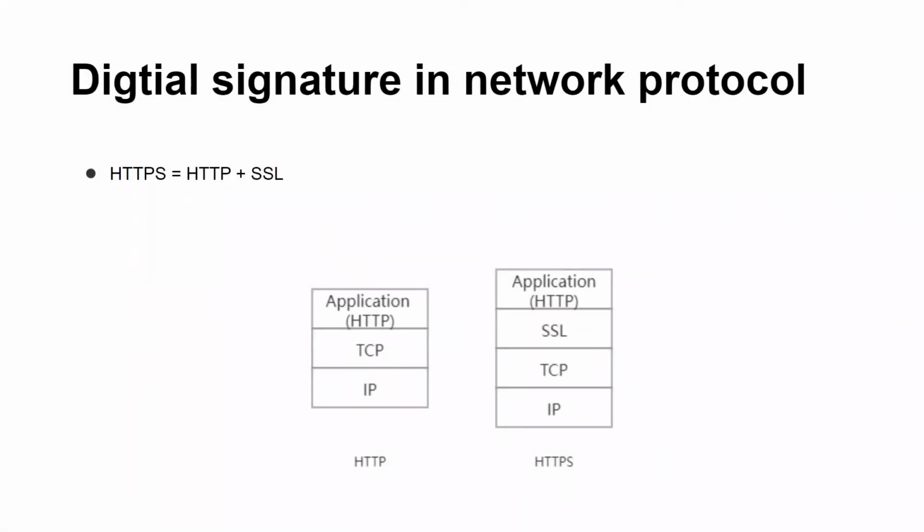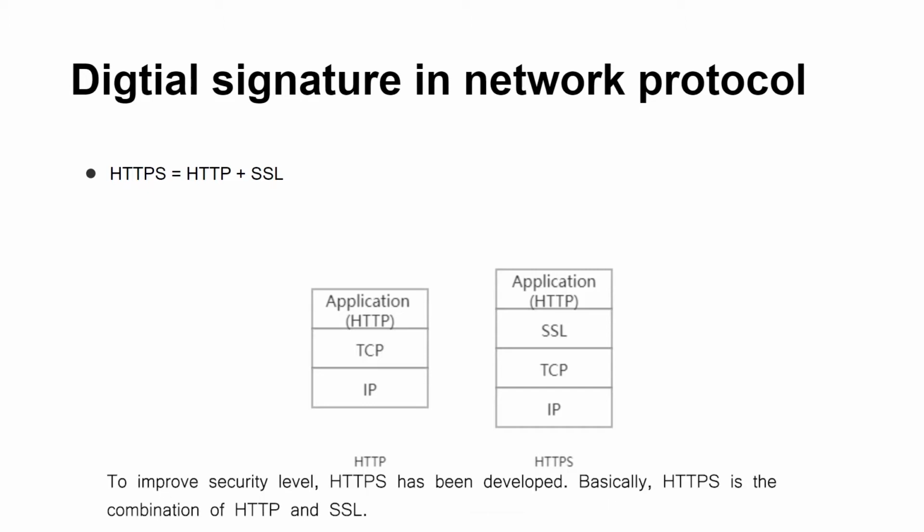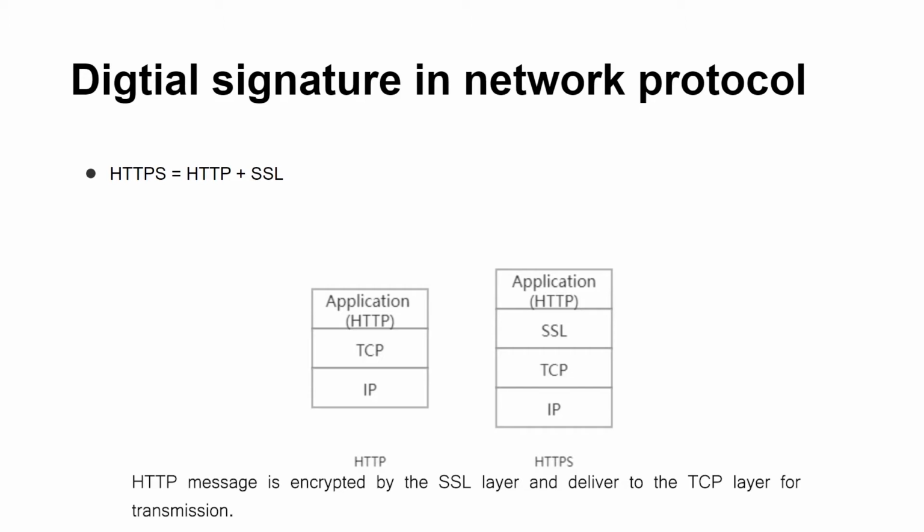The main usage of digital signature is in network communication protocols. The HTTP protocol has some security shortcomings, like plaintext transmission, which cannot verify the identity of the communicating parties. To improve the security level, HTTPS has been developed. Basically, HTTPS is the combination of HTTP and SSL. The message is encrypted by the SSL layer and delivered to the TCP layer for transmission.